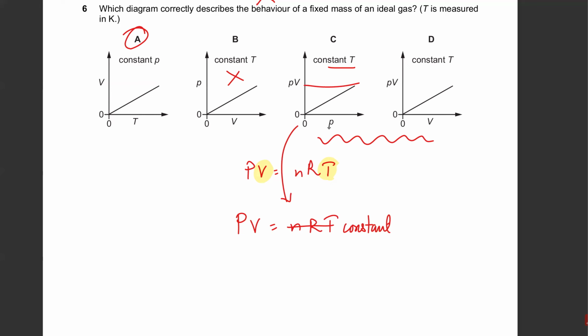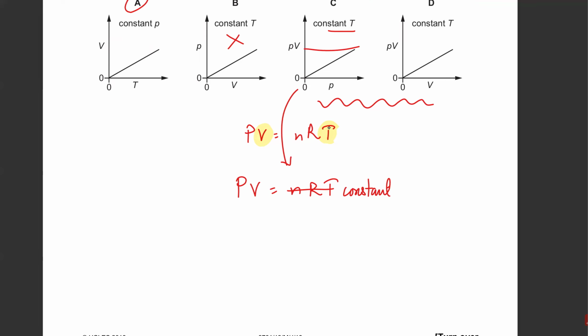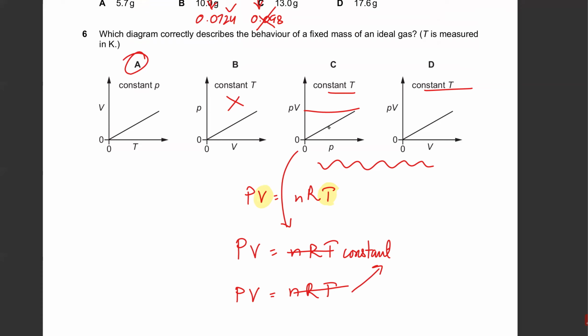Yes. And the same in the second one as well, because the value of PV will not change. It's constant T, so moles are constant, same R, same temperature, so that's going to be a constant as well. Okay, I got it.